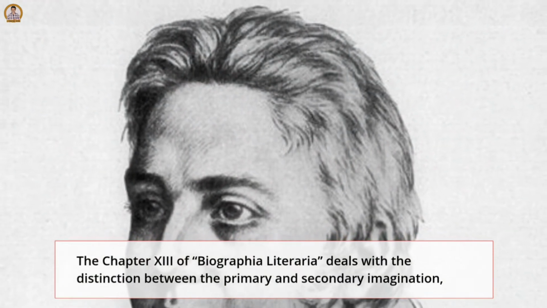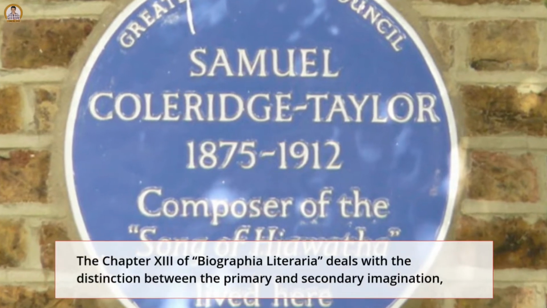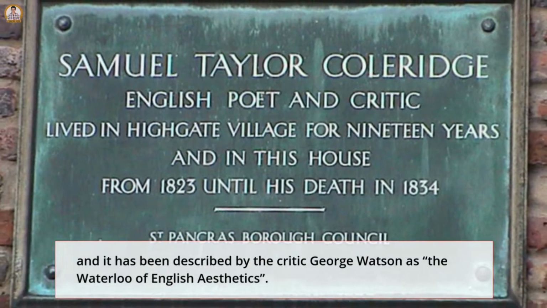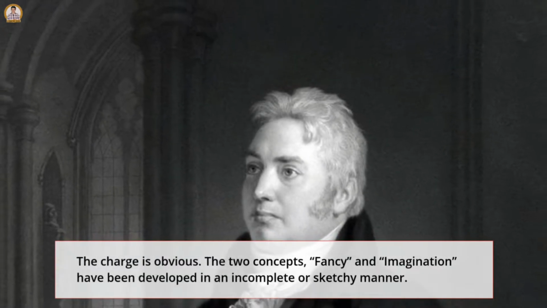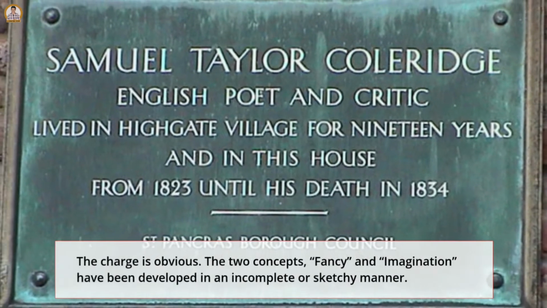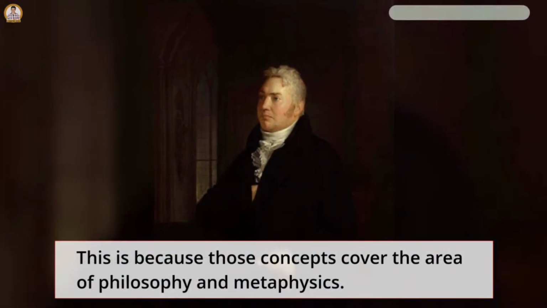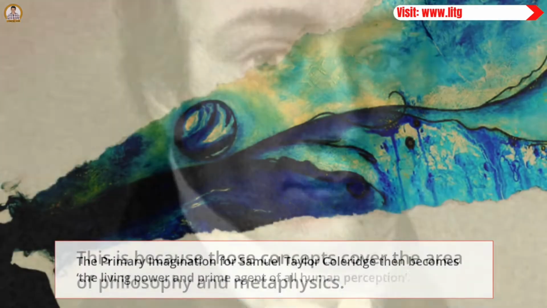Chapter 13 of Biographia Literaria deals with the distinction between the primary and secondary imagination, and it has been described by the critic George Watson as the Waterloo of English aesthetics. The charge is obvious. The two concepts, fancy and imagination, have been developed in an incomplete or sketchy manner. This is because those concepts cover the area of philosophy and metaphysics.